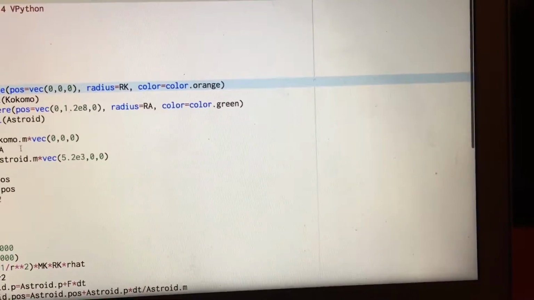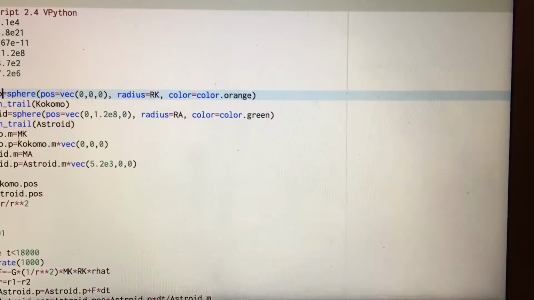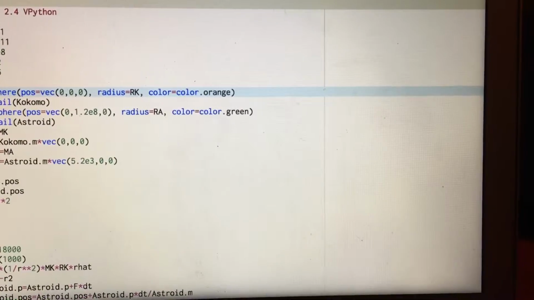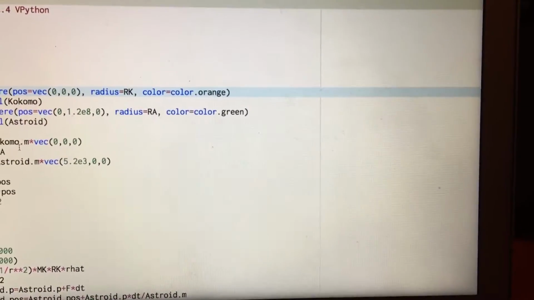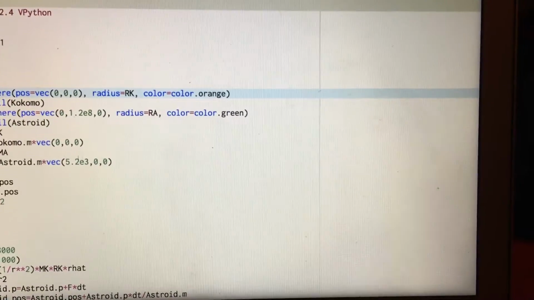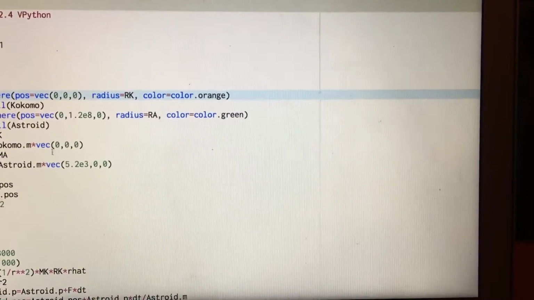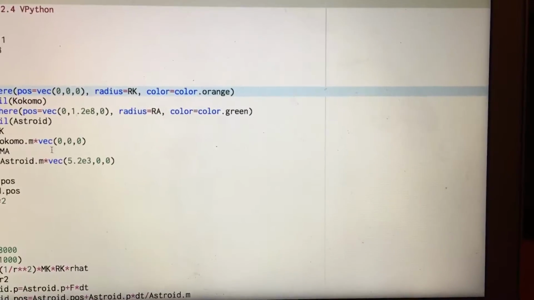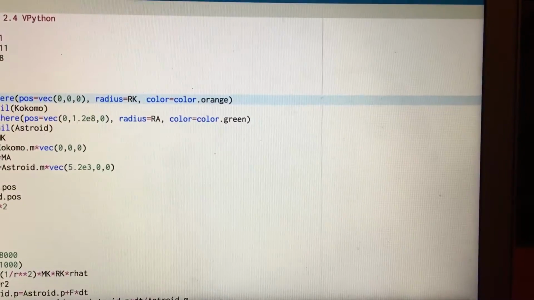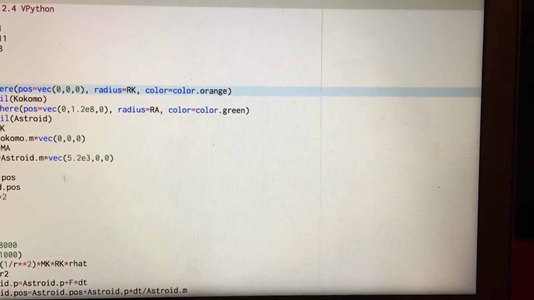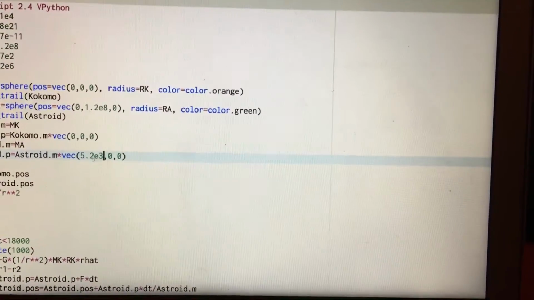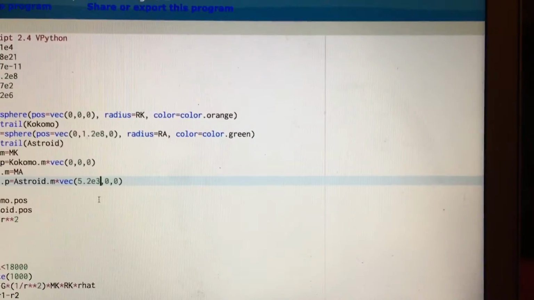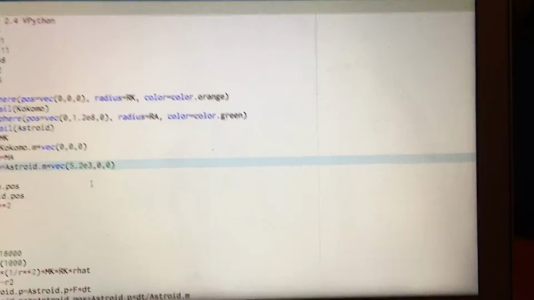I have Kokomo's mass equal to the constant given above, as well as the momentum below is given by the constant of the mass times the vector's initial velocity, which is 0, 0, 0 in this case. And the asteroid, I have the likewise information below. But in this case, I have given it an initial velocity of 5.2 times 10 to the third power in the x direction, meters per second.